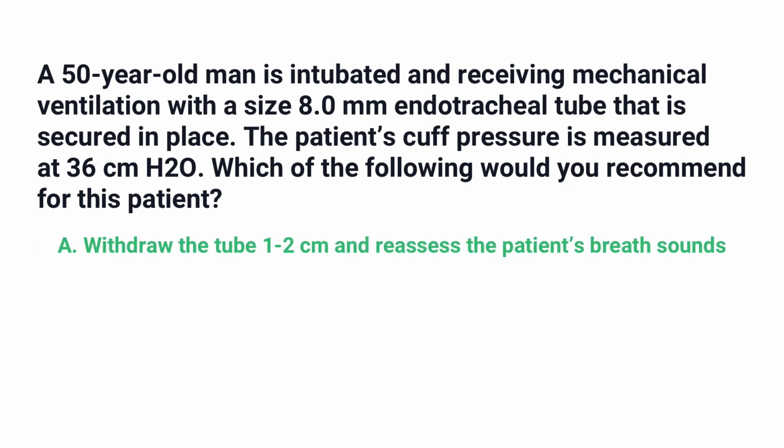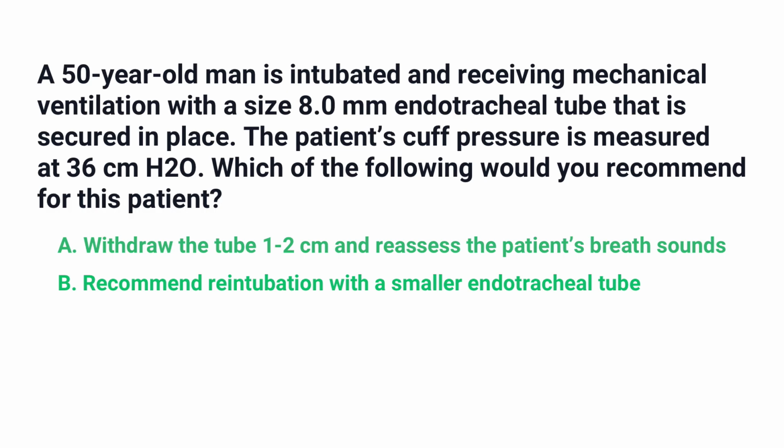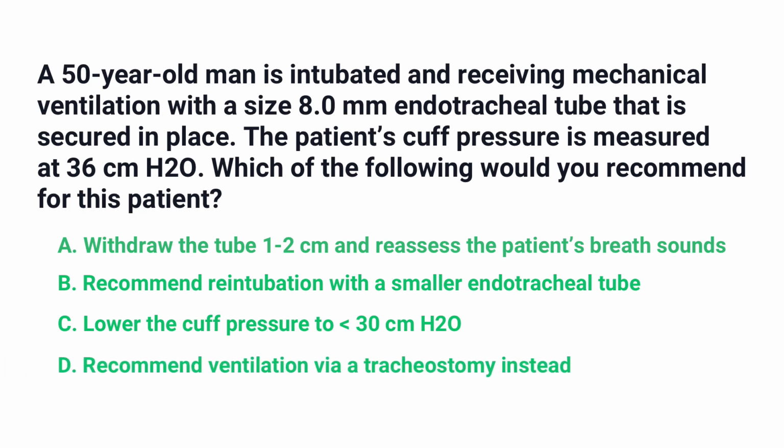Is it A, withdraw the tube 1 to 2 centimeters and reassess the patient's breath sounds? B, recommend reintubation with a smaller endotracheal tube? C, lower the cuff pressure to less than 30 centimeters of water pressure? Or D, recommend ventilation via a tracheostomy instead? The correct answer is C, lower the cuff pressure to less than 30 centimeters of water pressure.